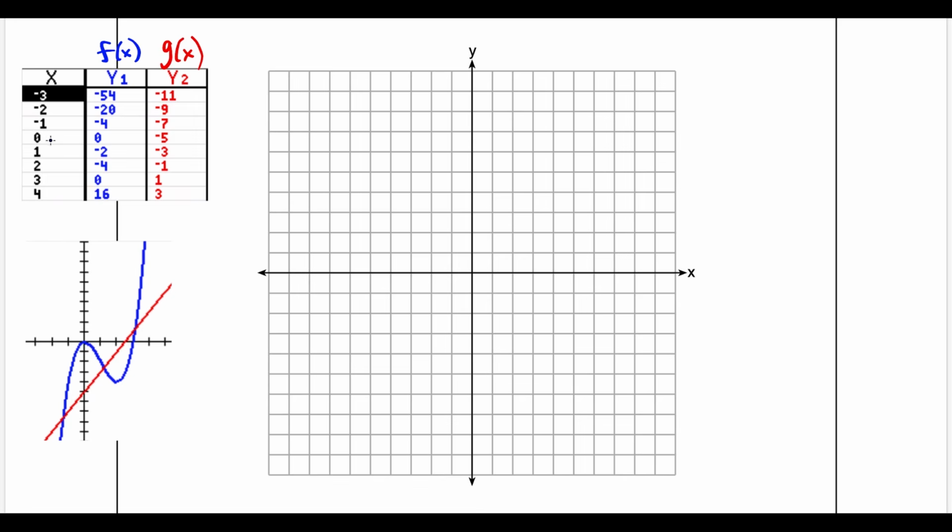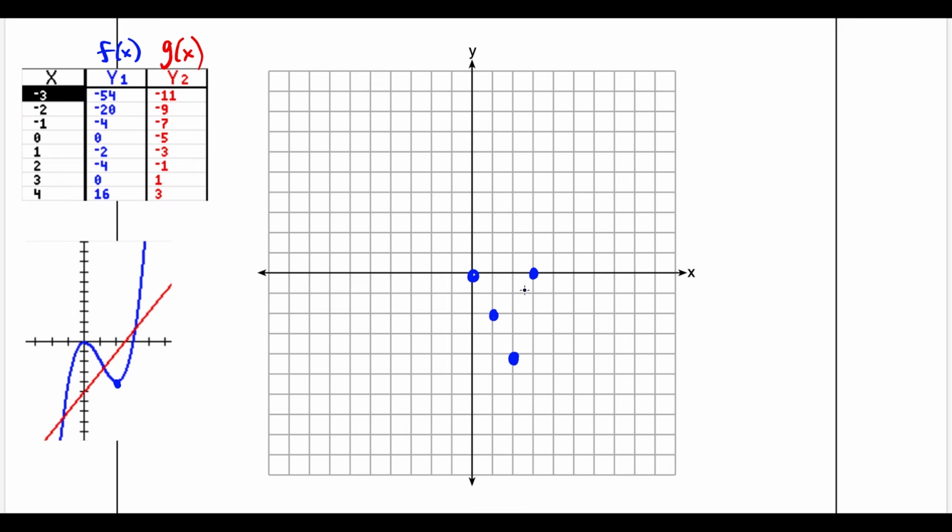F of x, that's our cubic function. We have the point 0, 0, and then we have the point 1, negative 2, which is down here. And then we have the point 2, negative 4. So we're going over 2, down 1, 2, 3, 4. And what I notice also is that 2, negative 4 looks like the turning point here. And then 3, 0 is the next point. So we're going over 1, 2, 3, and to the x-axis here. And then 4, 16 would send us way, way up. So we're not going to go any more to the right.